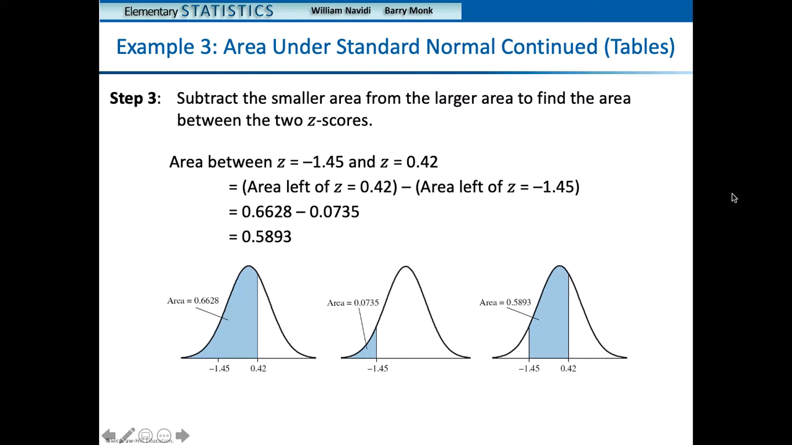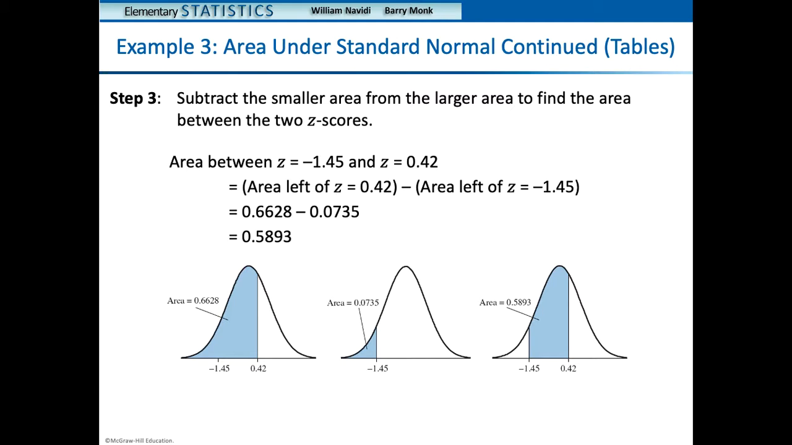So the way we do that is we take the area to the left of z equals 0.42, and we subtract from that the area to the left of z equals negative 1.45. And what we're left with is the area in between. So essentially what we do is we find the areas to the left of both the z-scores, and we subtract the smaller area from the larger area to find the area in between. In this case, the areas to the left are both obtained from the table.